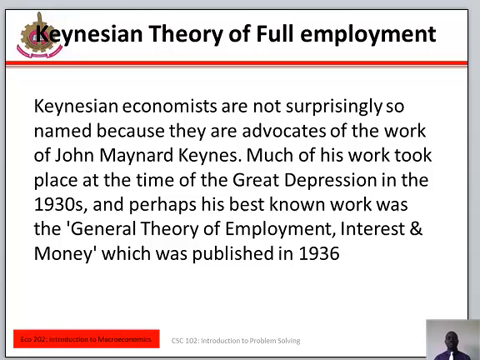Keynesian theory of full employment. Keynesian economists are, not surprisingly, so named because they are advocates of the work of John Maynard Keynes. Much of his work took place at the time of the Great Depression in the 1930s, and perhaps his best known work was the General Theory of Employment, Interest Rates and Money, which was published in 1936.